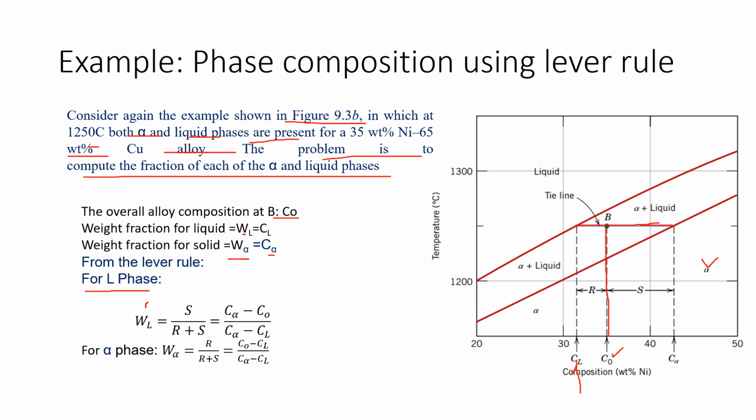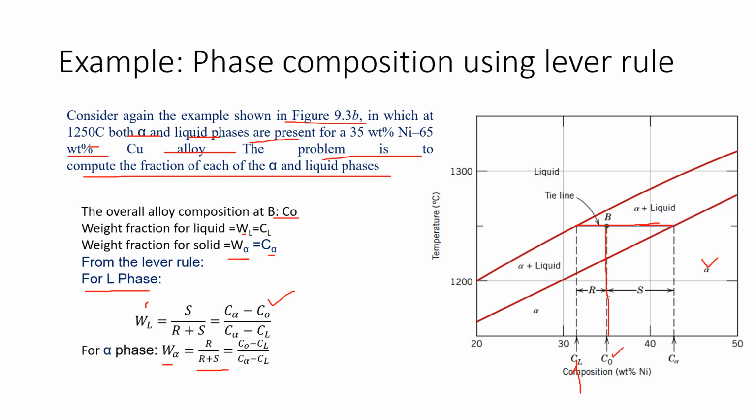In the lever rule, S is the line segment from point B to Co, while R is the line segment from the boundary of the liquid phase to point B, the horizontal line. Or this can further be explained by the formula C alpha minus Co divided by C alpha minus Cl. Similarly, the weight of the solid phase, W alpha, is equal to R divided by R plus S.